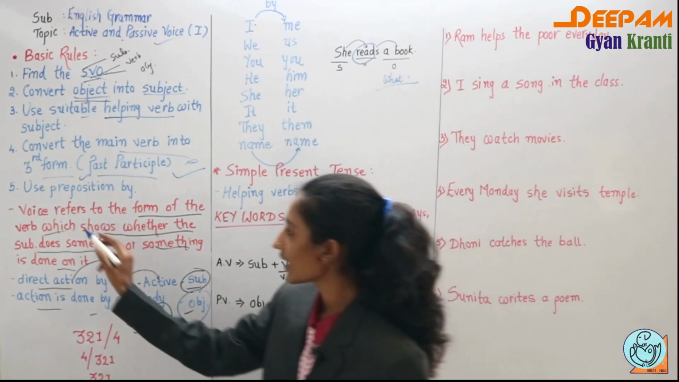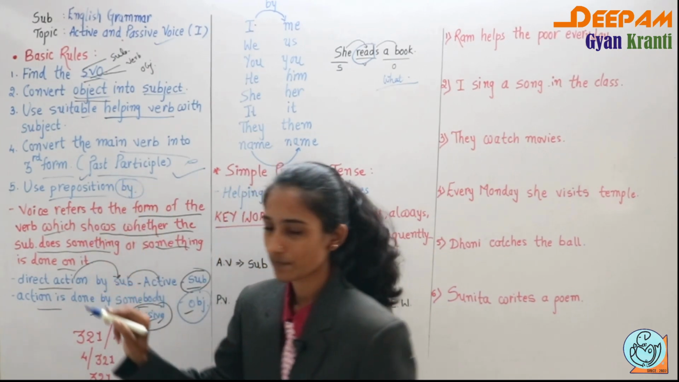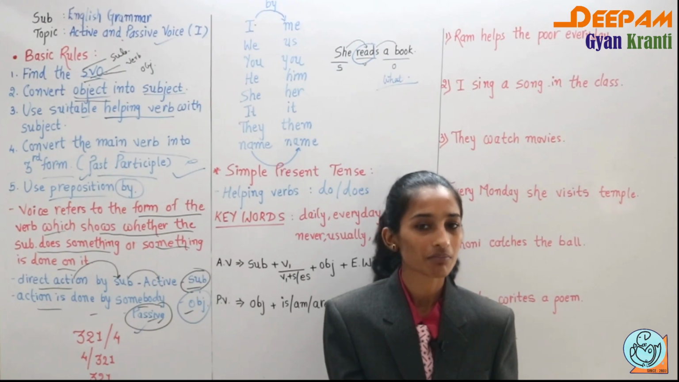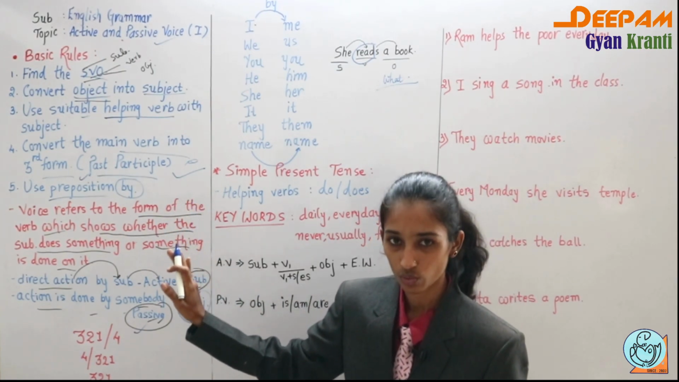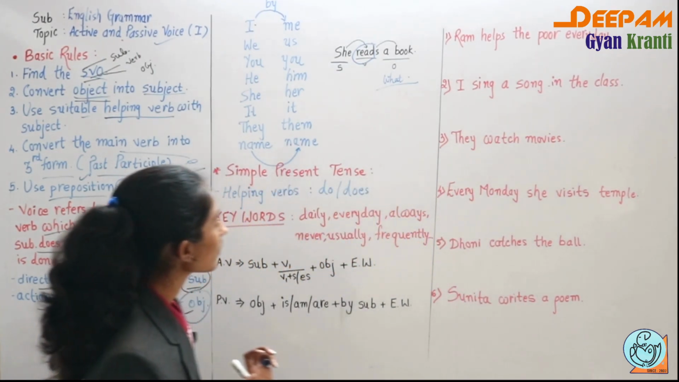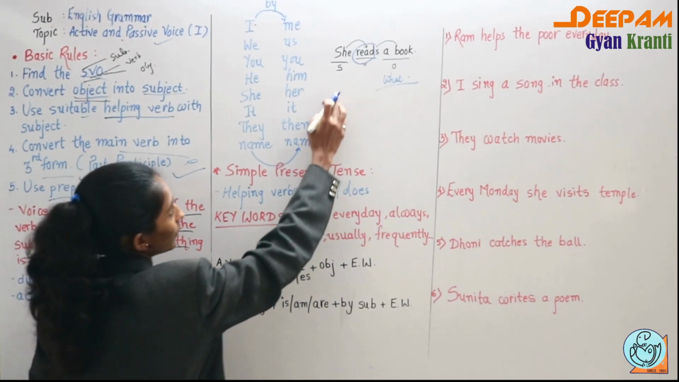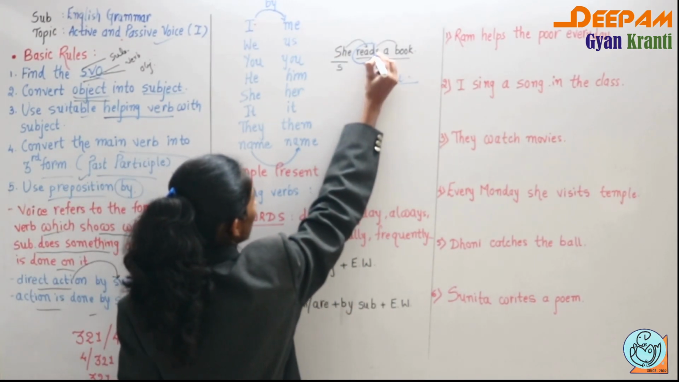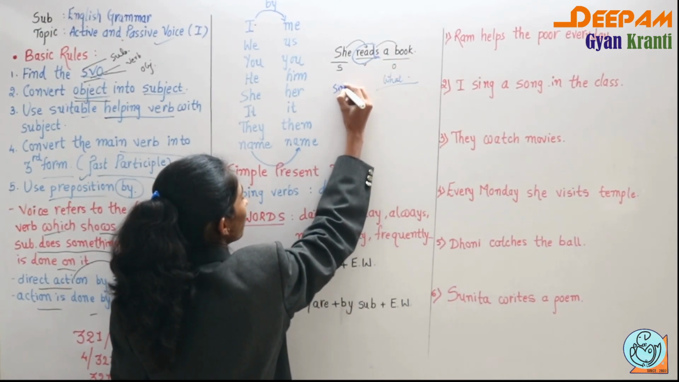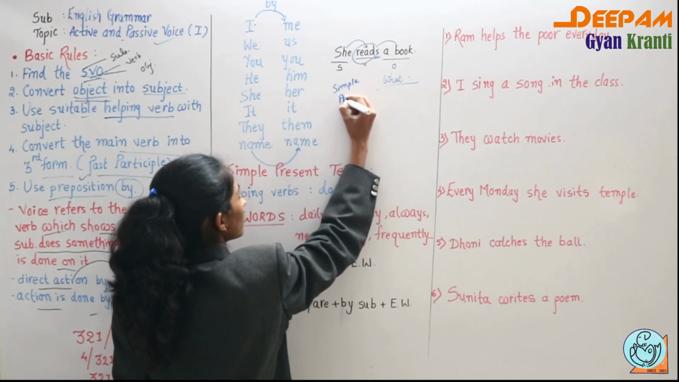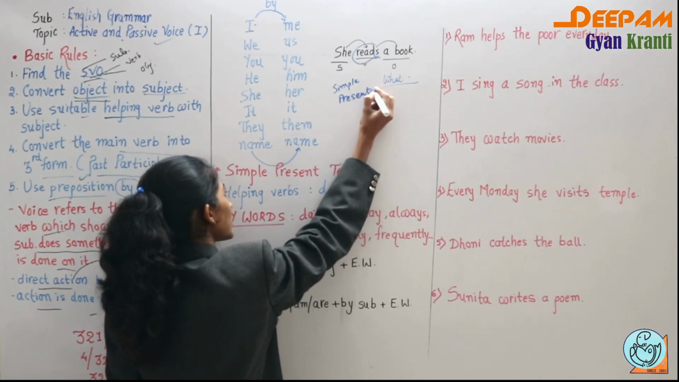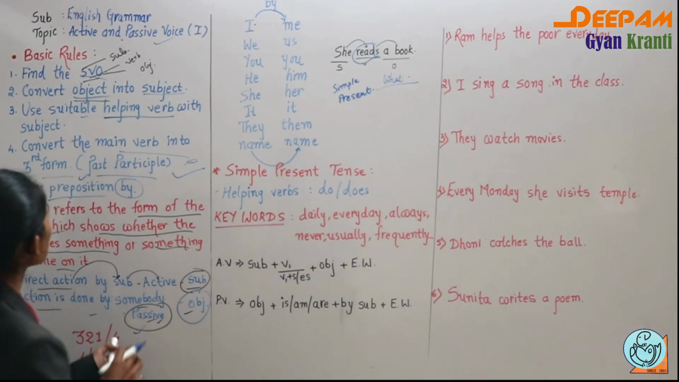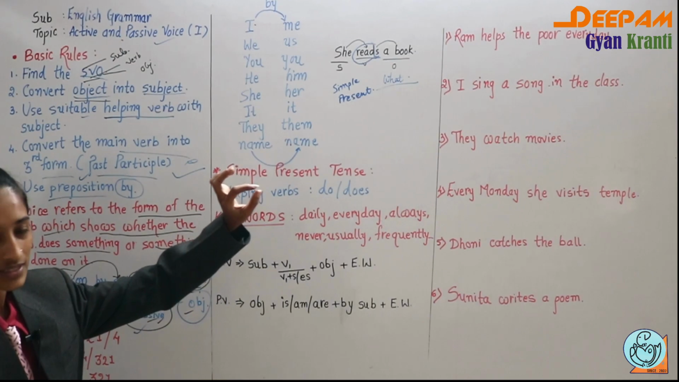An important thing: use the preposition by, means before the subject you have to use the preposition by. Okay, these are the basic rules. For example, I have one example here: she reads a book. You know very well that reads is given, that means it's the simple present tense, right? Now I want to change this sentence into passive voice. First we have already discussed that you find SVO, that first step is clear.